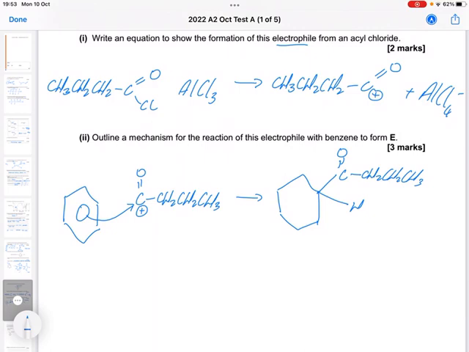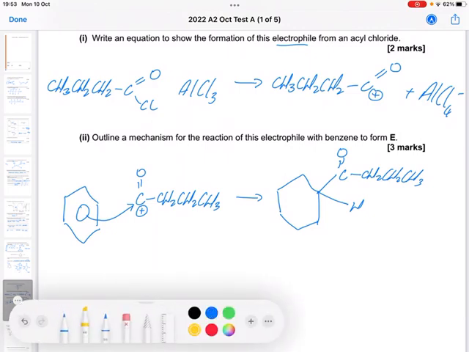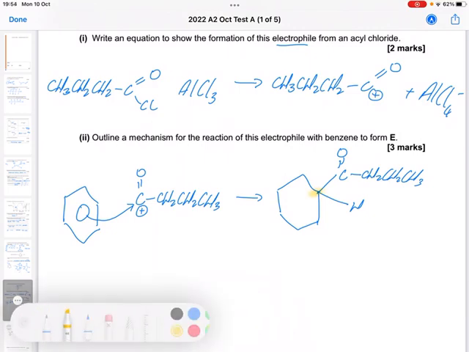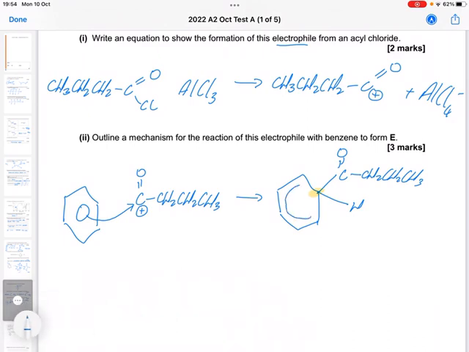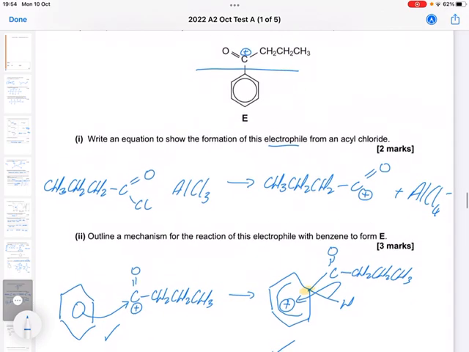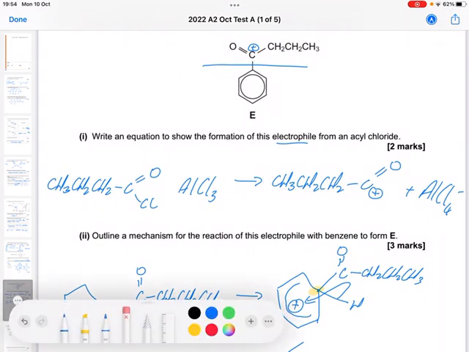And if you remember, delocalization cannot take part along there. So I go around the remaining 5 carbons and put a plus in the middle there. So 1 mark for the correctly drawn intermediate, and then 1 mark for the arrow going into there. And that gives us our product E over here.